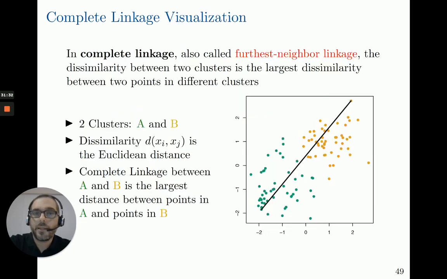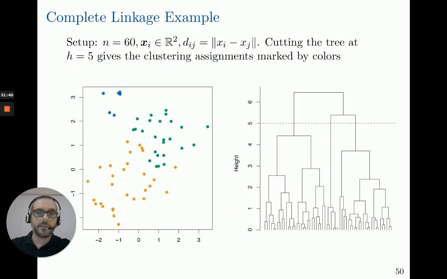In complete linkage, we look at the maximum. That's what we're seeing here. The same thing, but instead of the minimum distance, the maximum distance. And that's what we have. If we cut at h equal to 5, that's what we observe.